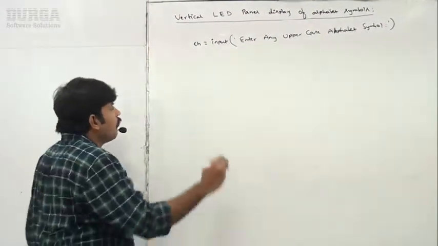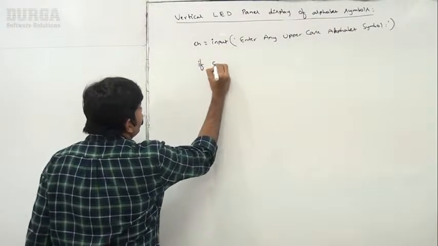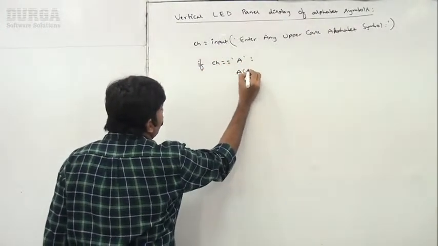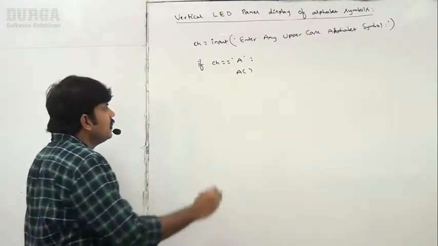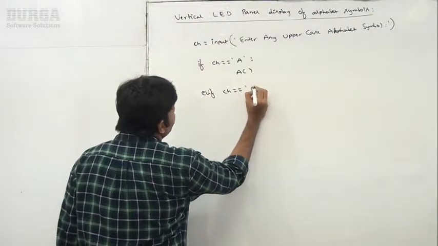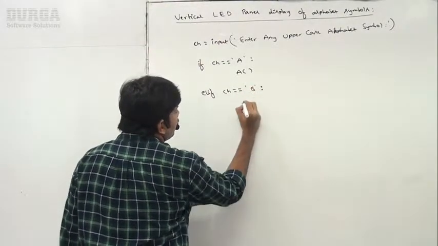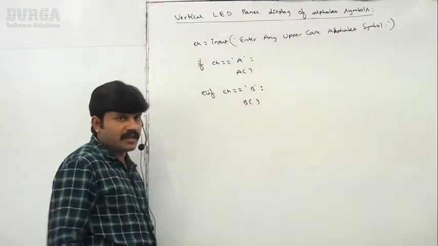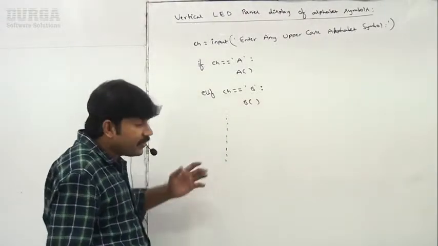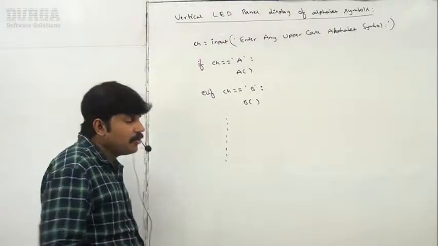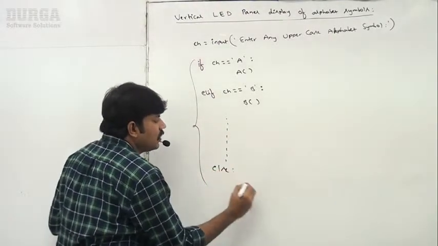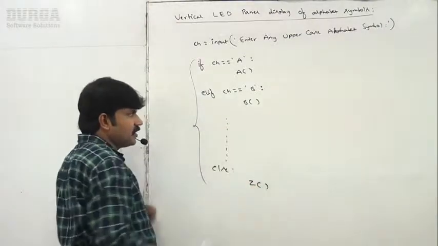What is the way, sir? One way: if ch is equal to A, can you please call the A function? Sir, if ch is equal to B, then can you please call the B function? Like this, sir, can you please tell how many if-elif are required? Sir, 26, because do you know there are 26 alphabet symbols? At last we have to call else Z, meaning 26 times.